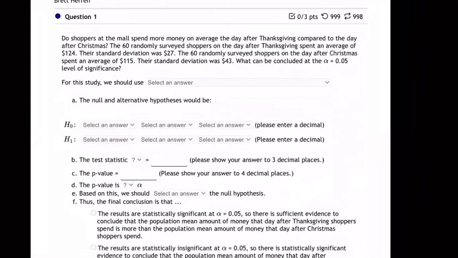We should use a t-test for two independent populations. You want to use independent because these are totally separate. They're not matched up in any way. We'll see the matching thing a little bit later.